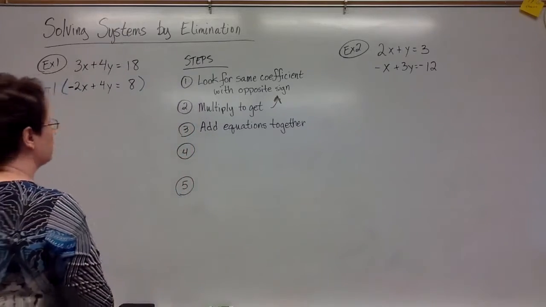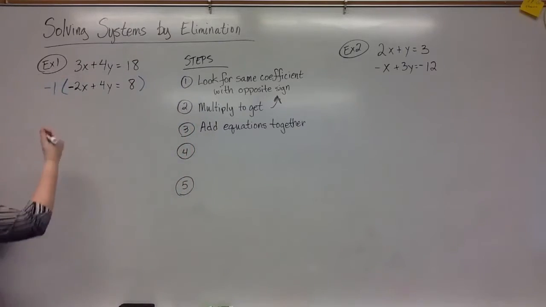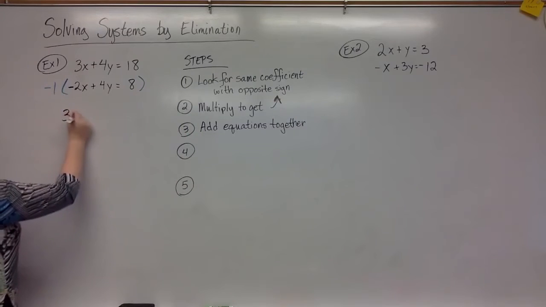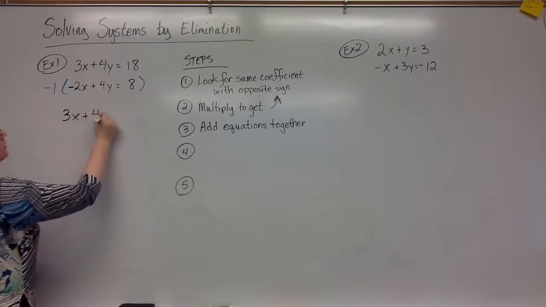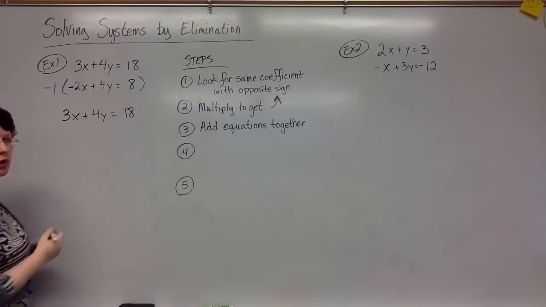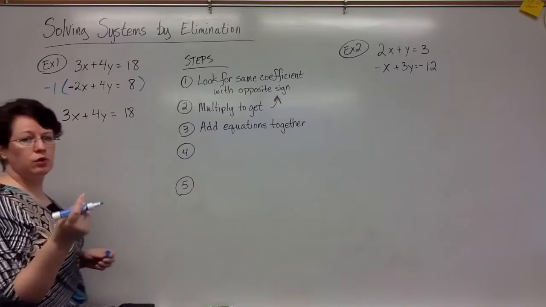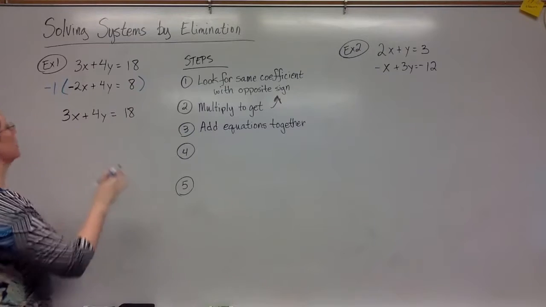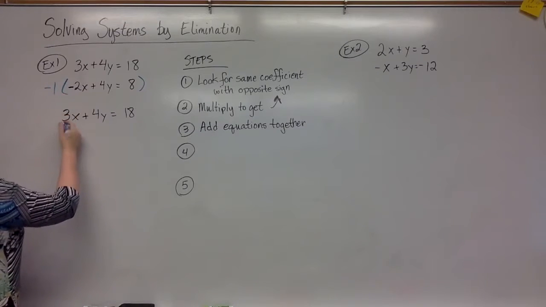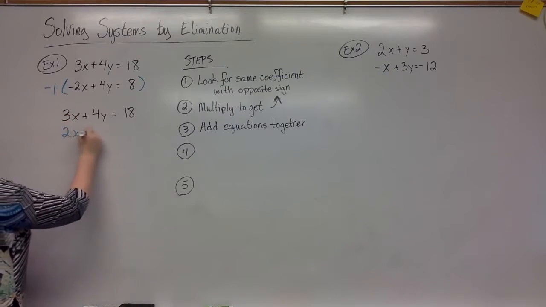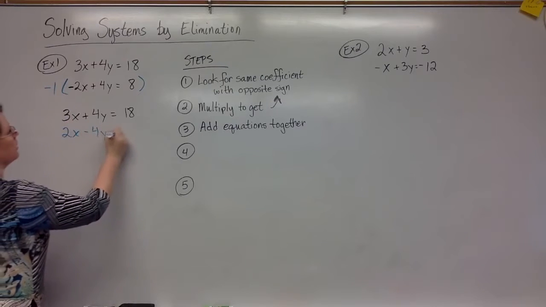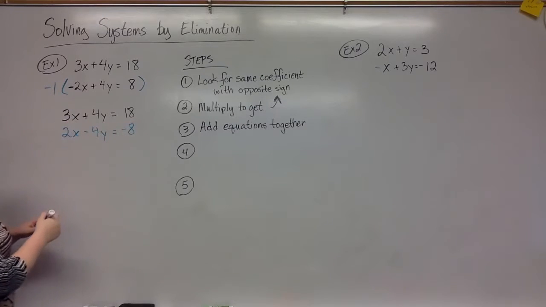So we're going to write the top equation down just like it is. 3x plus 4y equals 18, all right? And then on our bottom equation, we're going to multiply by -1. Now that's going to change all the signs. So it changes to a positive 2x minus 4y equals -8.